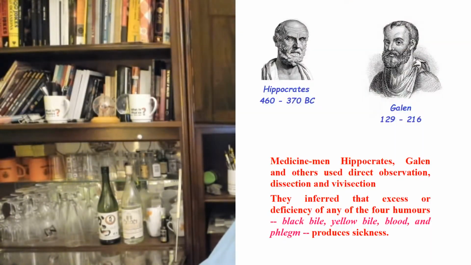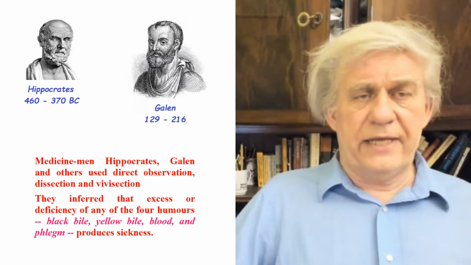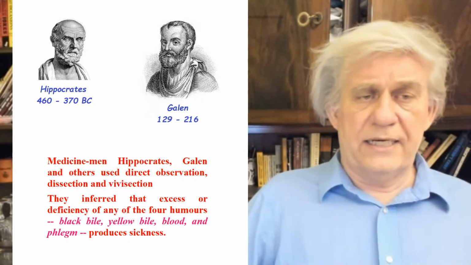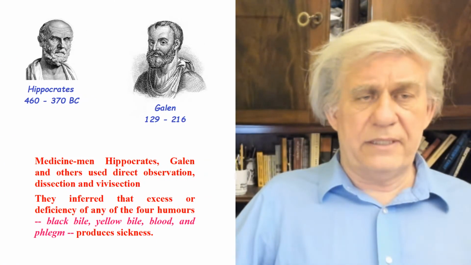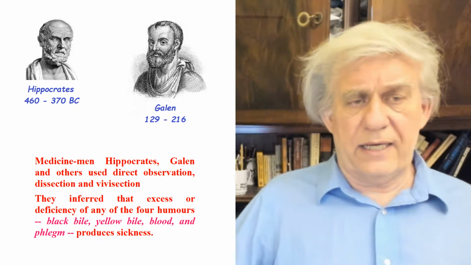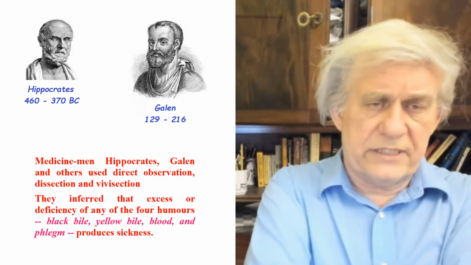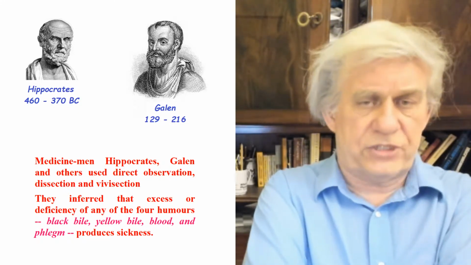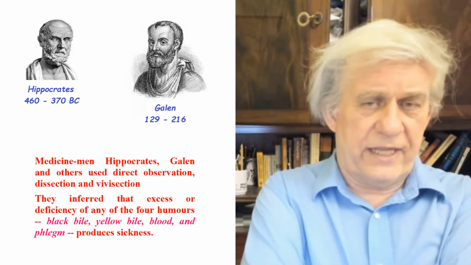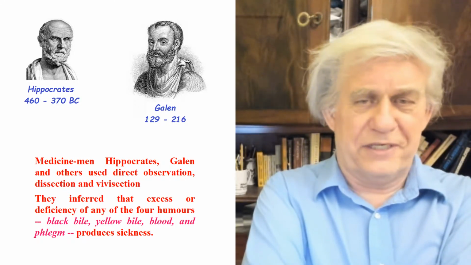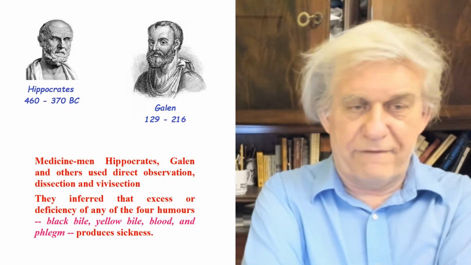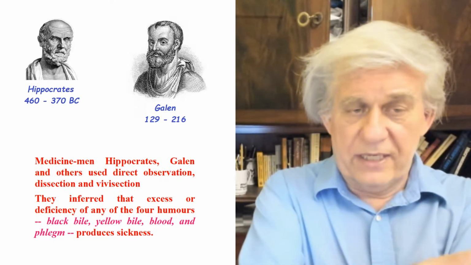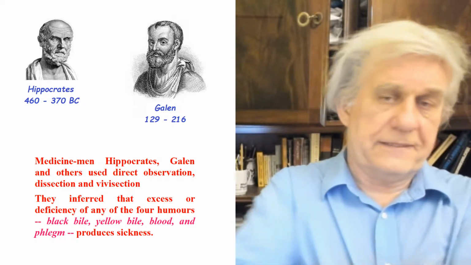Okay, here we have two gentlemen. They had ears and eyes. They could hear, they could see, they could touch. I'm going to talk about them a little later, maybe. Hippocrates and Galen, medicine men and others, used direct observation, dissection, and vivisection. And what did they infer from their observation and their experimentation? They inferred that excess or deficiency of any of the four humors, there you have them, produces sickness.